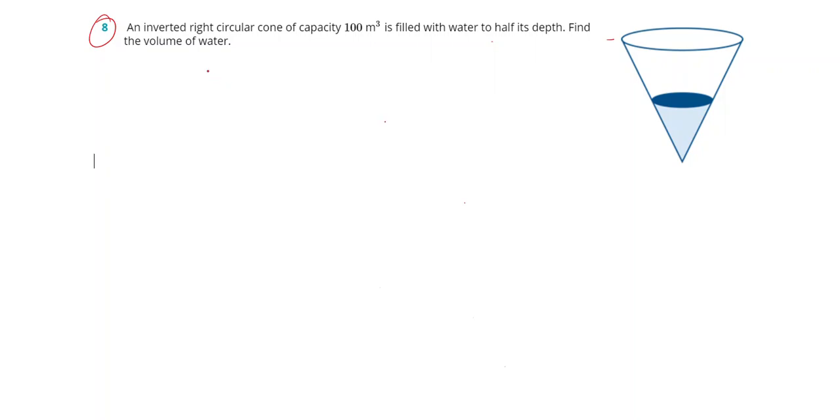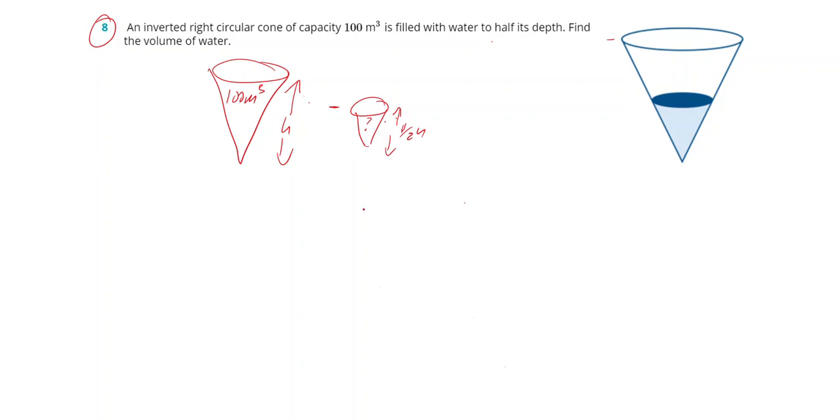Okay, so I'm going to draw the two cones. So we've got the big cone and the part of the cone that's been filled with water. I know the capacity of the larger cone is 100 meters cubed, okay, so that's the volume. I don't know what the capacity of the smaller cone is, but I do know that the height of the larger cone, if I call that h, then the height of the small cone, which is the part that's filled with water, is only half of the bigger cone, so it's half h.